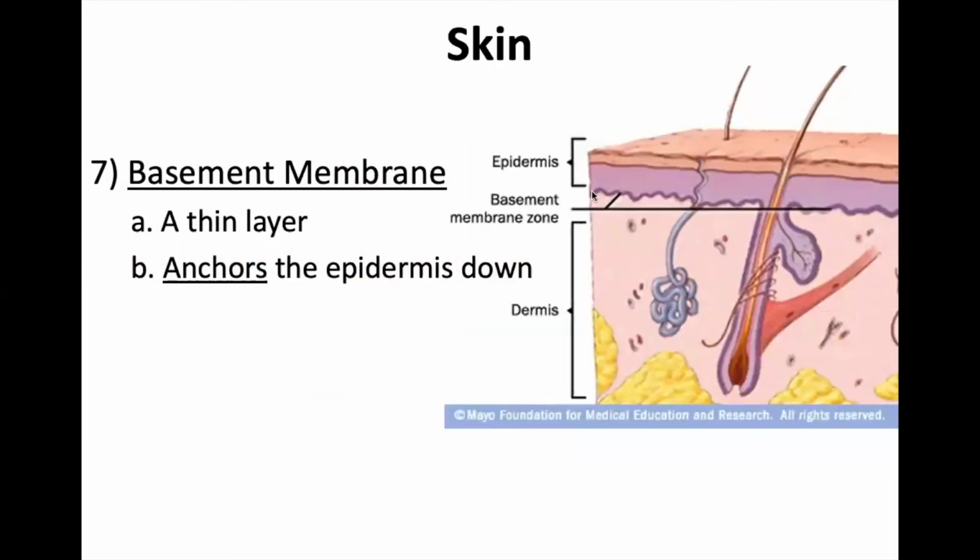Another picture of it here, and this dark purple would be the basement membrane. The light purple would be the living cells, and the darker color up here would be where all the keratinized cells are.